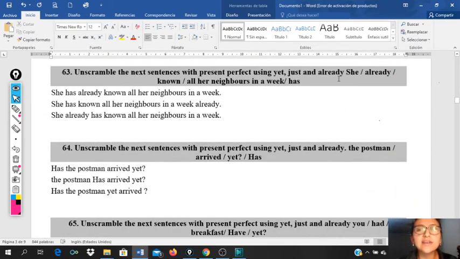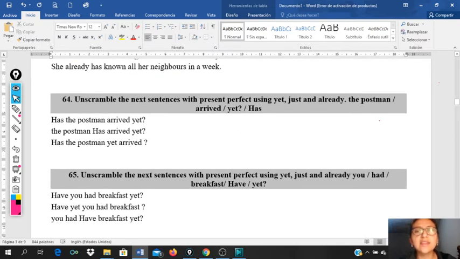The next. She already knows all her neighbors in a week has. She has already known. Very good. She has already known all her neighbors in a week.